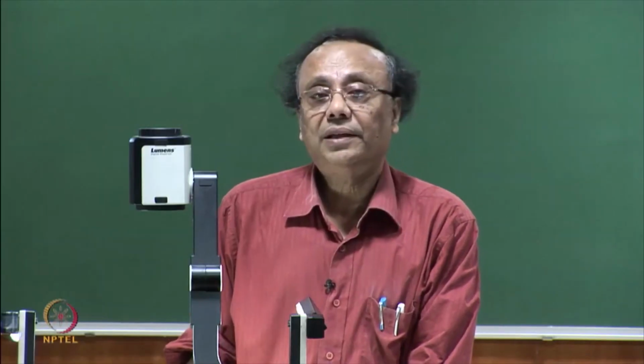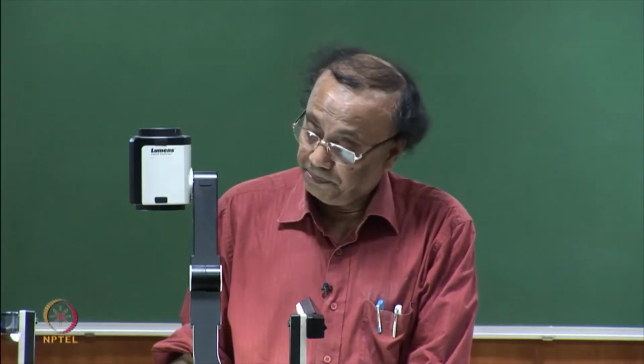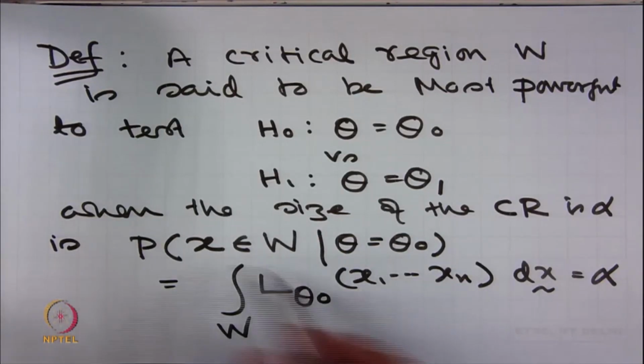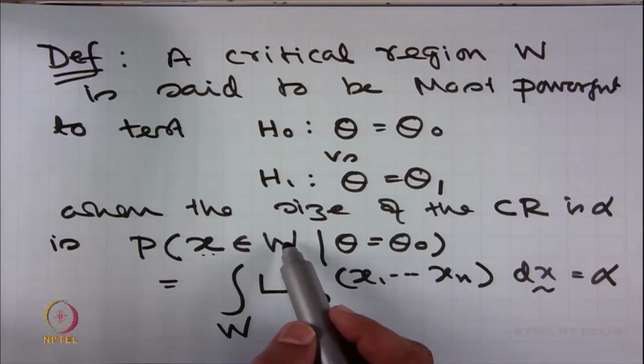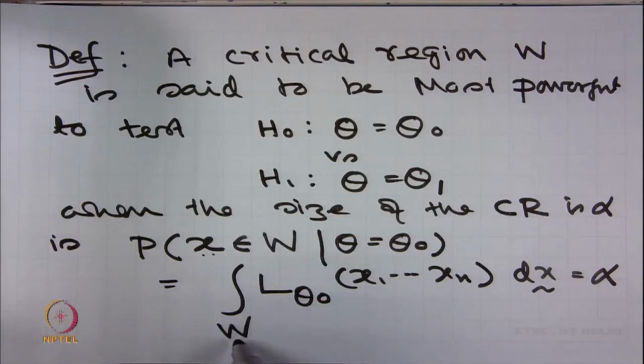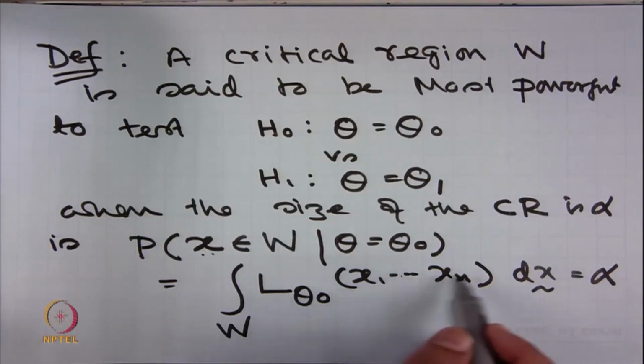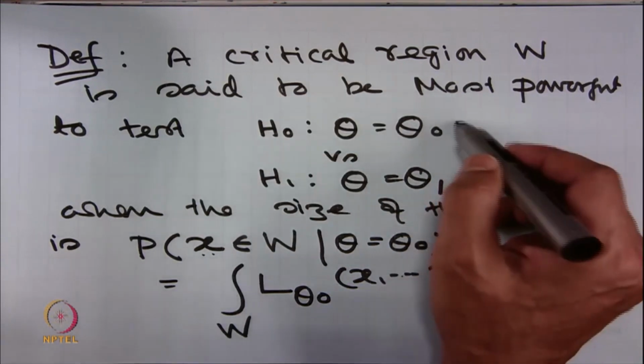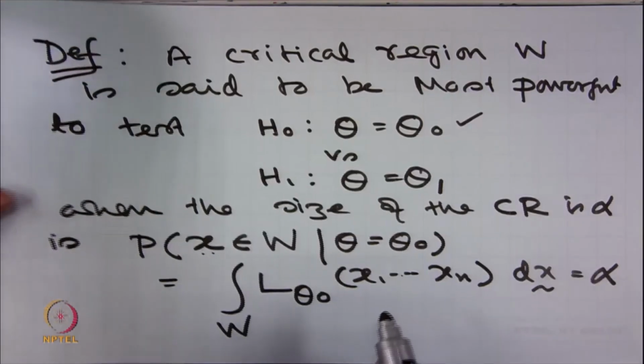So, we are saying that the mistake of rejecting a correct null hypothesis is the probability that the obtained sample x will belong to the rejection region or critical region W. This is the integral over the space W of L theta naught x1, x2, ..., xn, the joint PDF of obtaining the sample x1, x2, ..., xn under the null hypothesis, that is, the parameter theta is equal to theta naught, and that probability should be alpha.